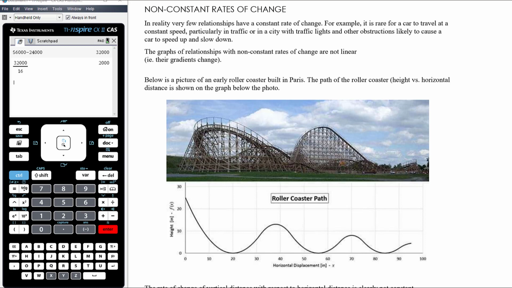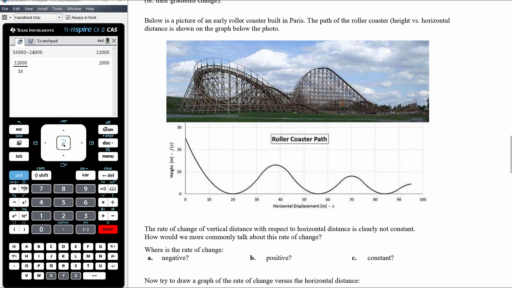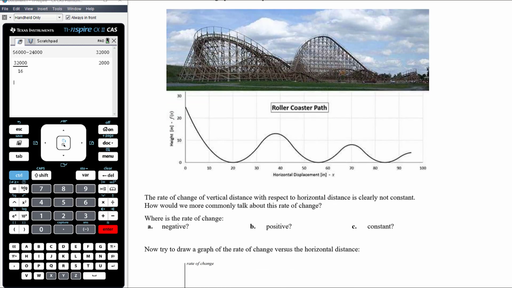Okay, so below is a picture of an early roller coaster built in Paris, and the path of the roller coaster, height versus horizontal distance, is shown on the graph below. We can see here that the horizontal distance travelled by the roller coaster is a total of about 95 metres, and we can see how the height changes over that time. So the rate of change of vertical distance with respect to horizontal distance, that is the gradient of this graph, is clearly not constant. It clearly gets steeper and less steep, and there are points of zero gradient, etc.